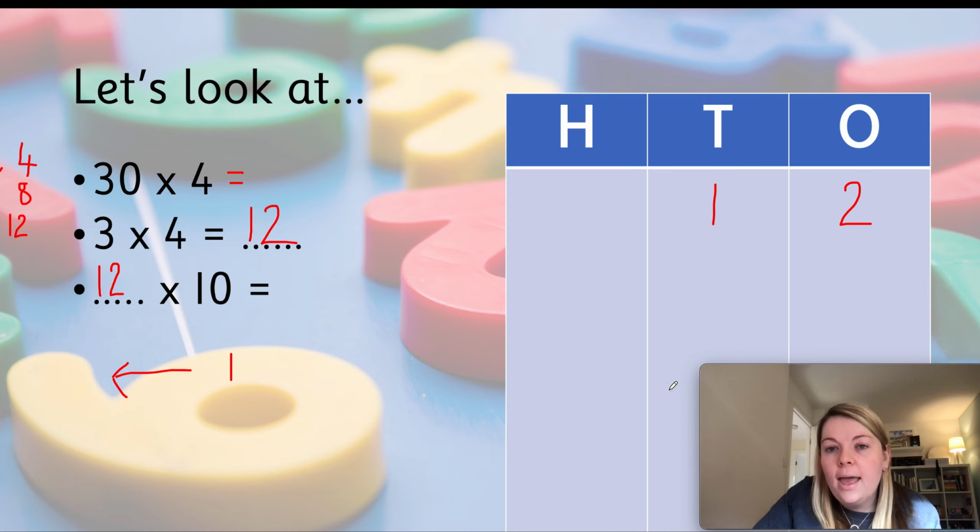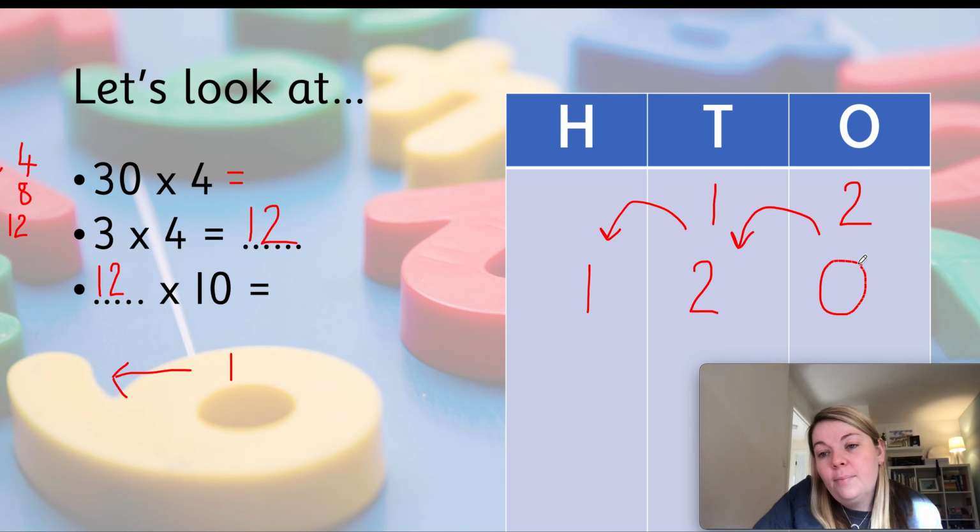Okay, back to my place value columns. My 1 in my tens is going to move 1 place value column to my hundreds. My 2 in my ones is going to move 1 place value column to my tens. And I put a 0 in as my place value holder. So 12 times 10 is 120. So 30 times 4 equals 120. Okay, so you've partitioned the sum into 3 times 4 and you worked out the answer to that. And then you have worked out the next bit.